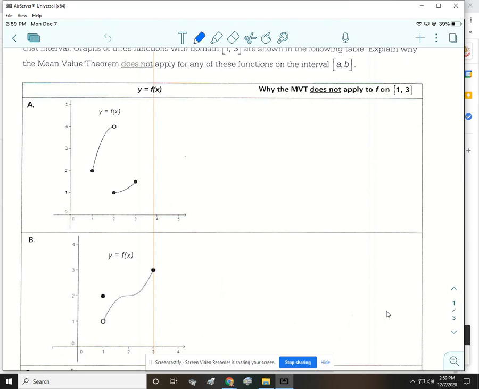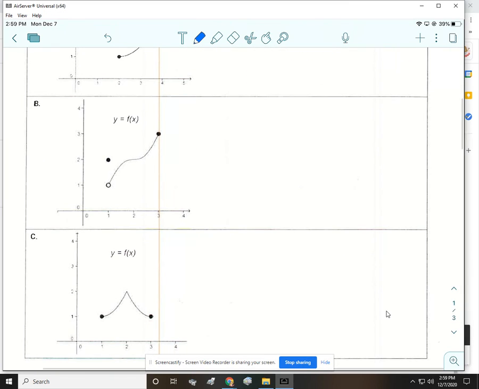So the reason is the function is not continuous on the closed interval from 1 to 3. All right, for B, this one does have the same domain. There is a value for f when x is 1, but it's not connected to the rest of the graph. So this still is not continuous.